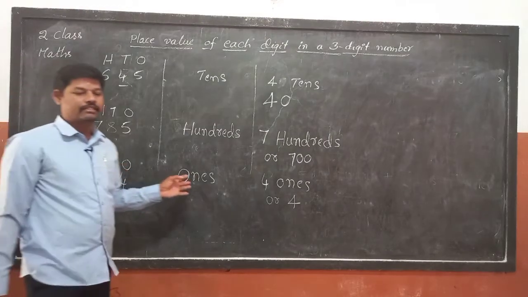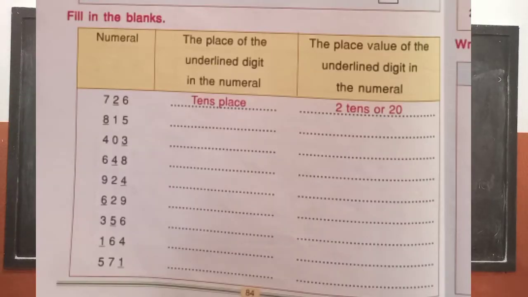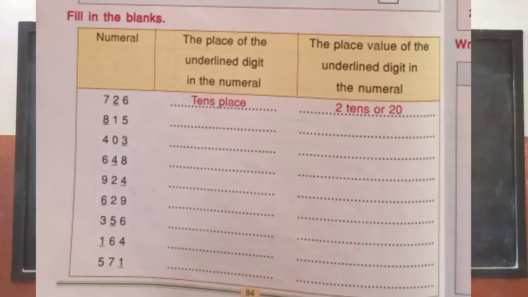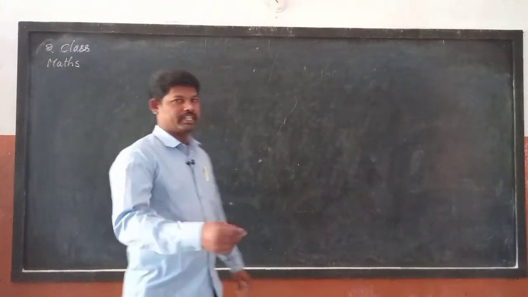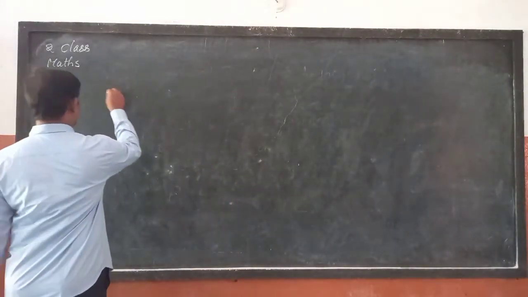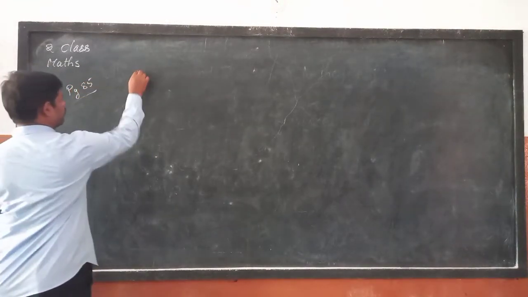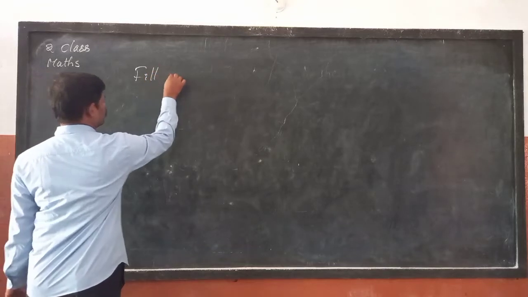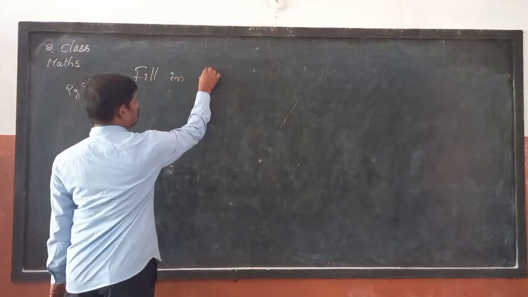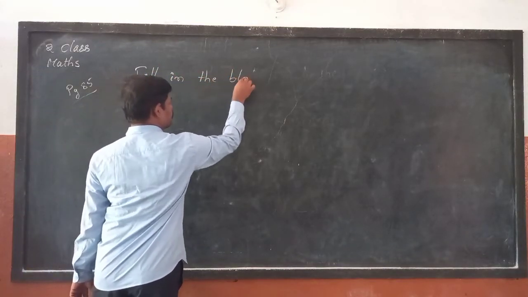So here some examples are given on page number 84. You have to fill in these gaps. First write the place of the underlined digit, then you can write the place value of the underlined digit. Next one, page number 85. Fill in the blanks are there. So you can see page number 85, fill in the blanks.